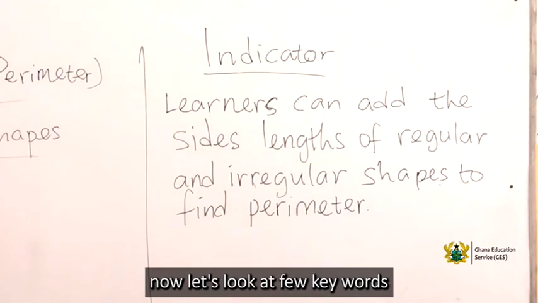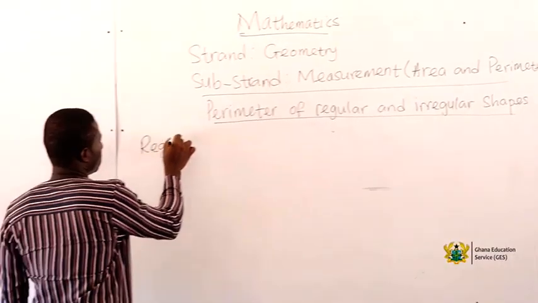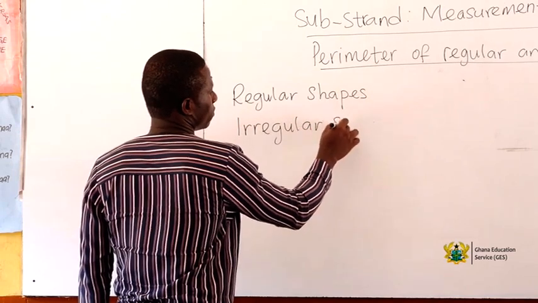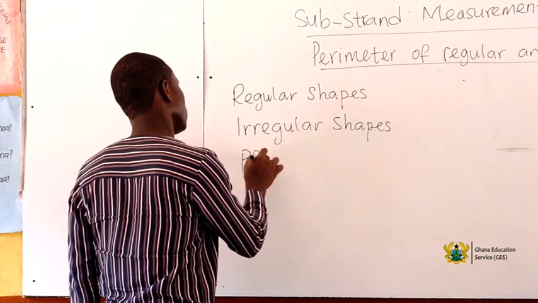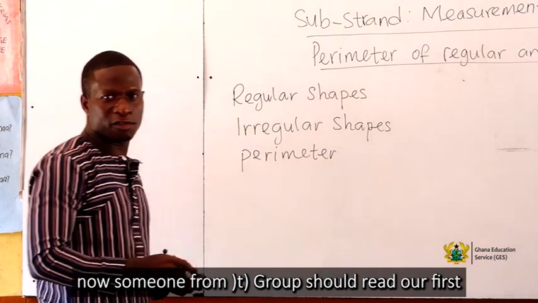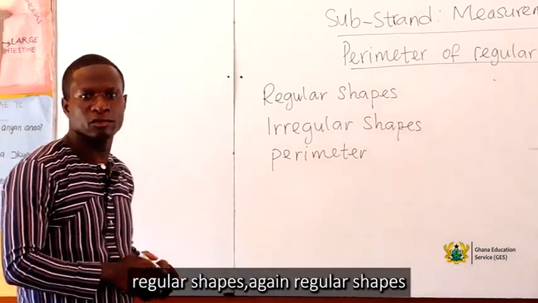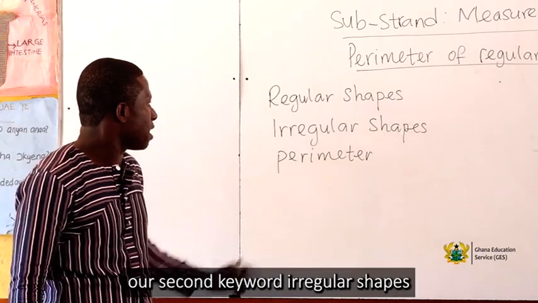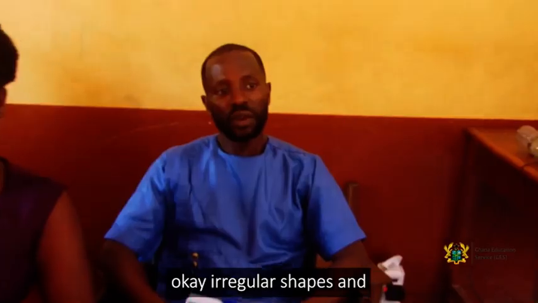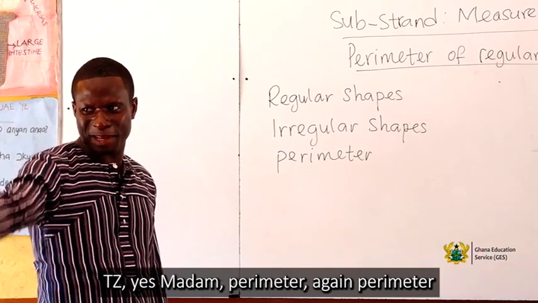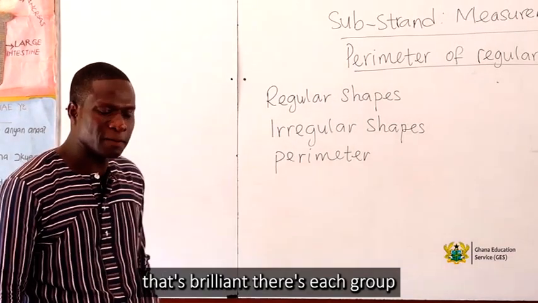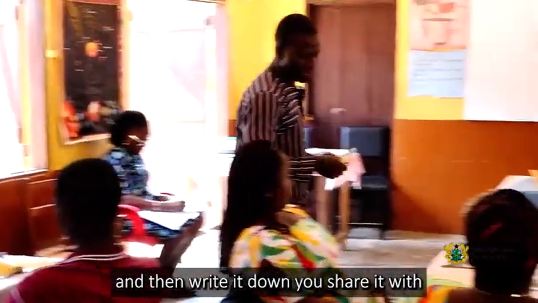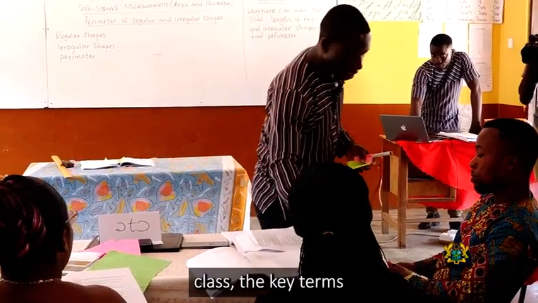Very good. Now let's look at a few key words. Someone from Otto group should read our first keyword. Regular shapes. Again. Regular shapes. Another person from Kinke group should read our second keyword. Irregular shapes. Again. Irregular shapes. That's brilliant. Each group should discuss the meaning of our key terms and write it down. Share it with your colleagues, then share it with the class.